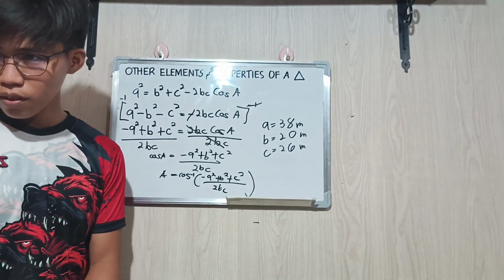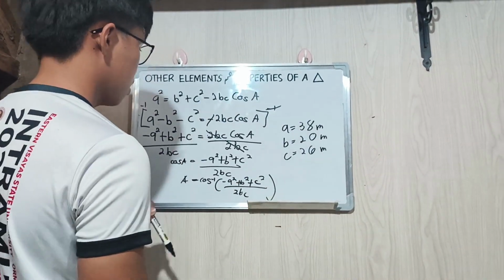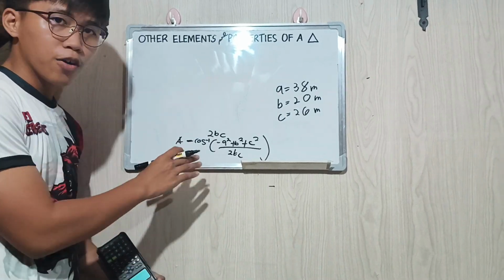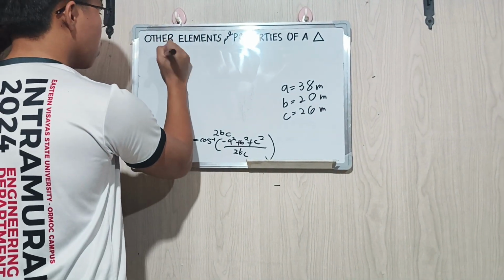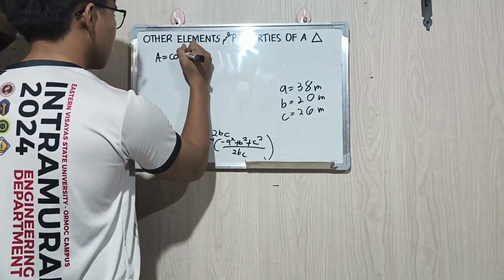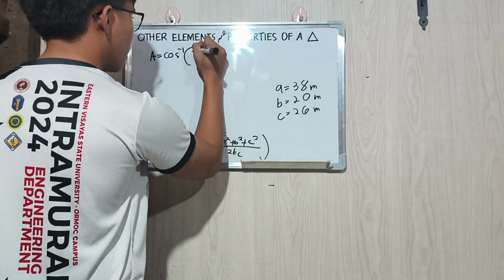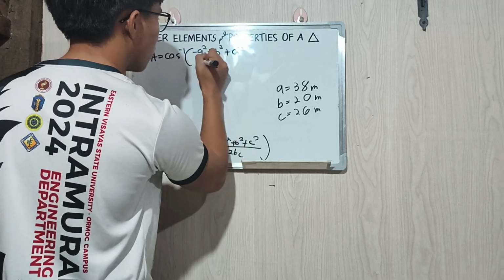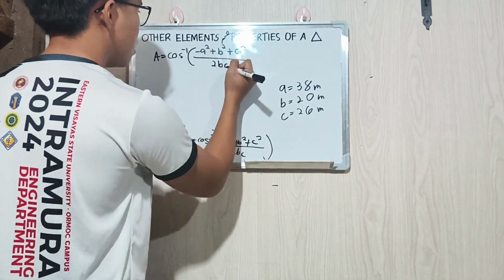So this is how you can get the angle. A is equal to arc cos of negative A squared plus B squared plus C squared over 2BC.